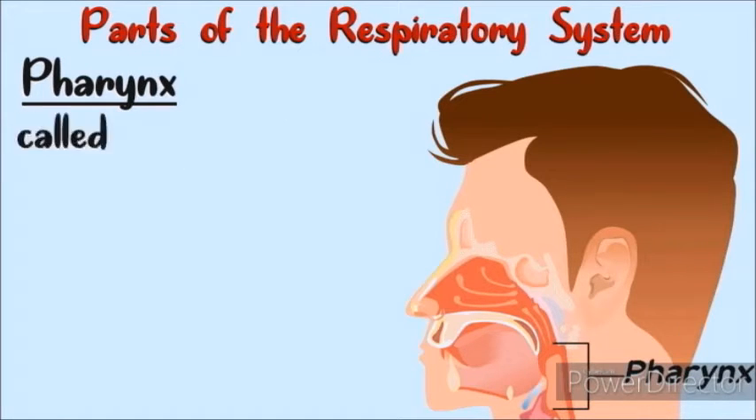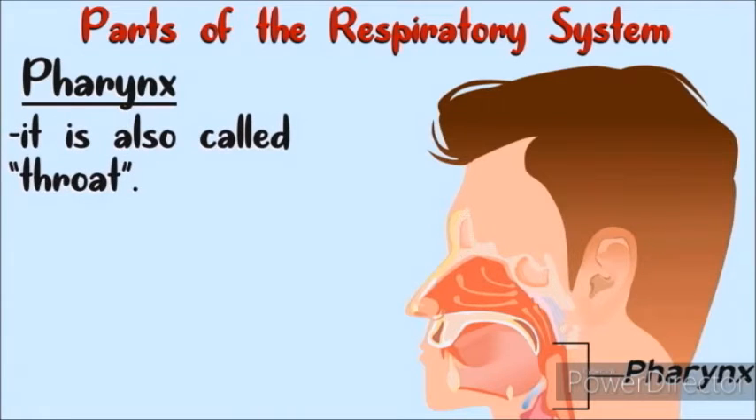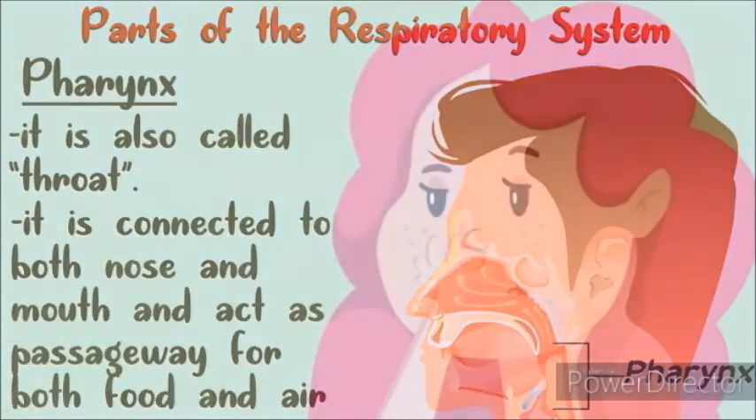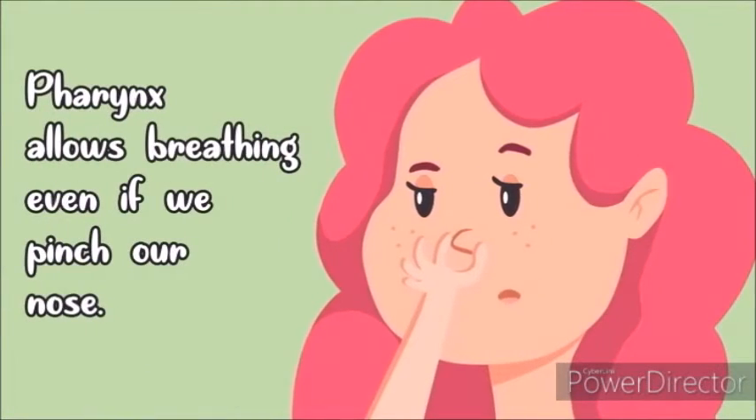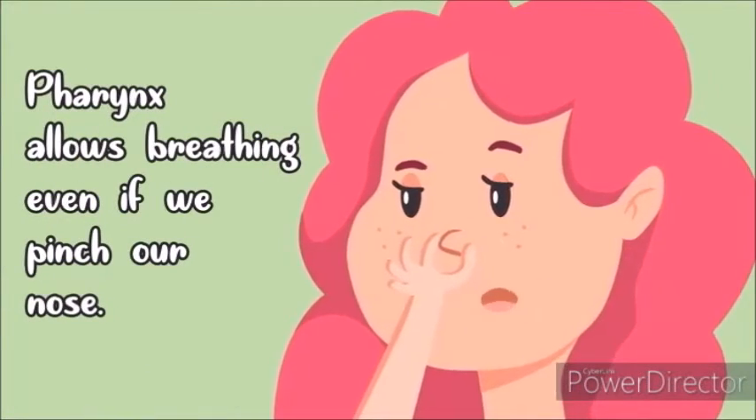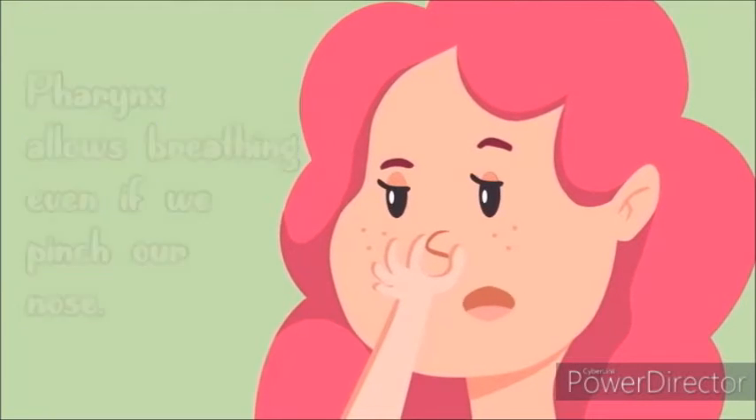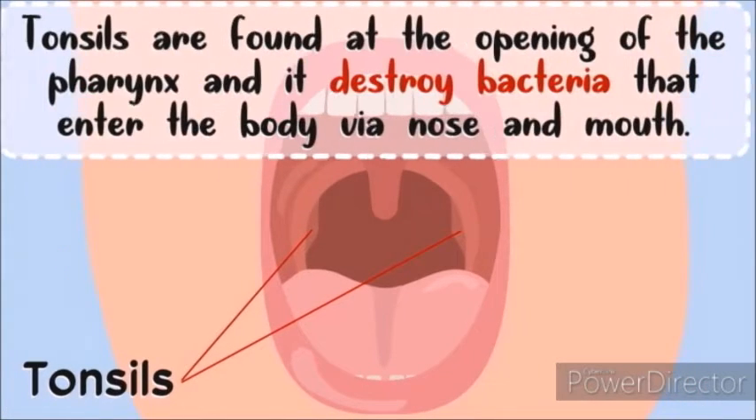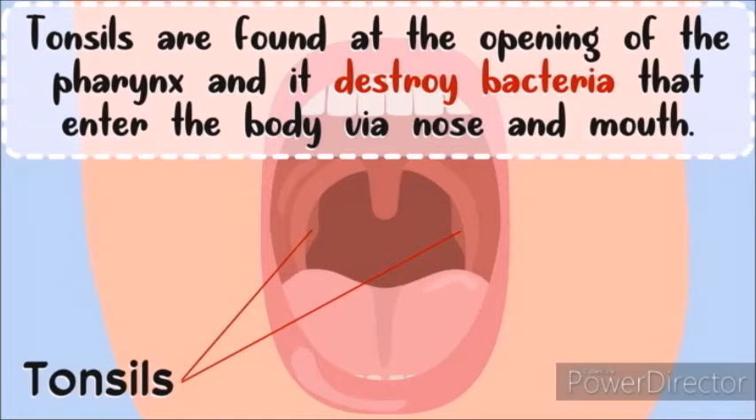This is the pharynx. This tube is also called the throat. It is connected to both the nose and mouth and acts as a passageway for both food and air. This is why we can still breathe even if we pinch our nose. This structure is called the tonsils. It is found at the opening of the pharynx and it destroys bacteria that enter the body via the nose and mouth.